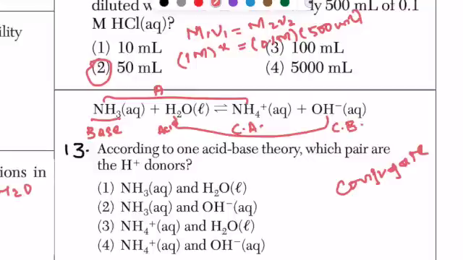So when the question is asking which pair is donating, that means we are looking for an acid and a conjugate acid. H2O is the one that's donating in the forward reaction, and NH4+ is the one that's donating in the reverse reaction. So your answer is this.